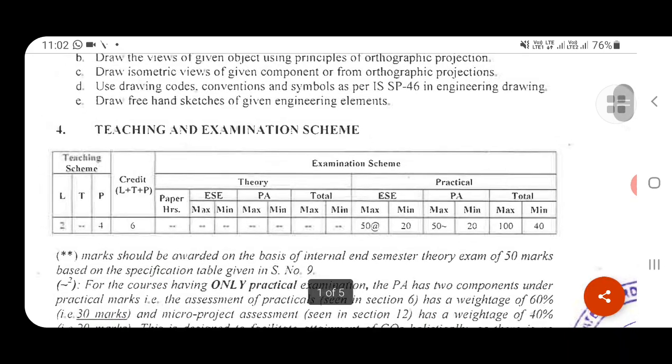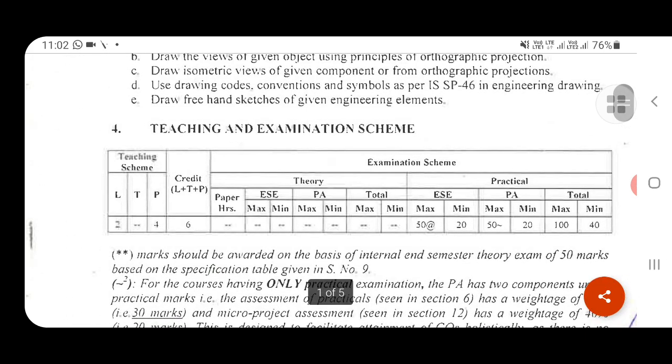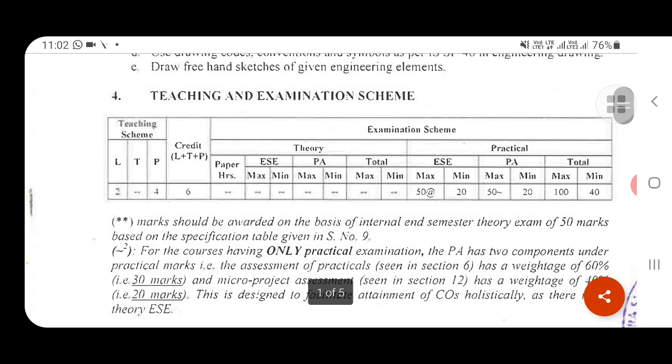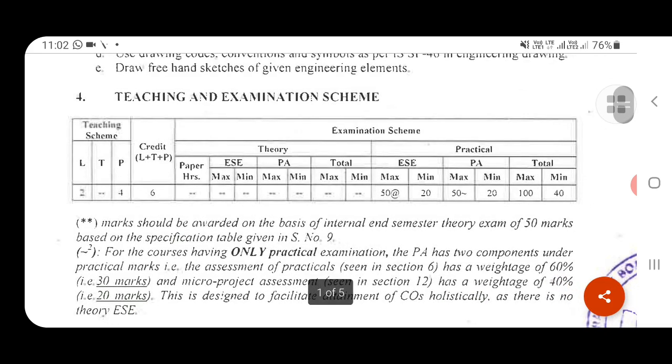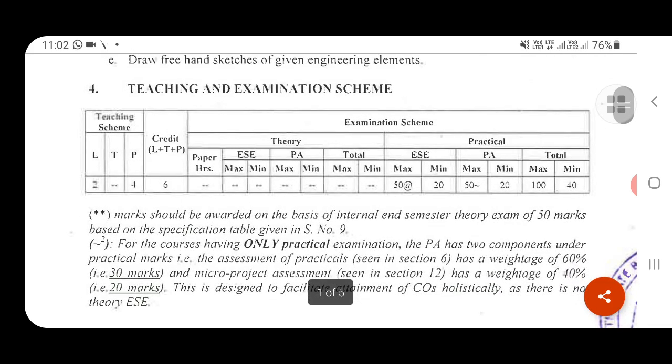In the teaching learning scheme there are 2 lectures and 4 practical hours weekly. There is no theory exam for the engineering graphics subject. There is a practical end semester exam of 50 marks, and there are also internal marks of 50 marks.